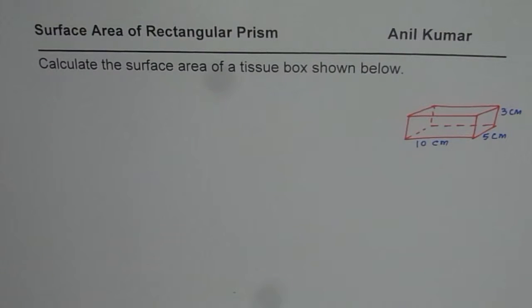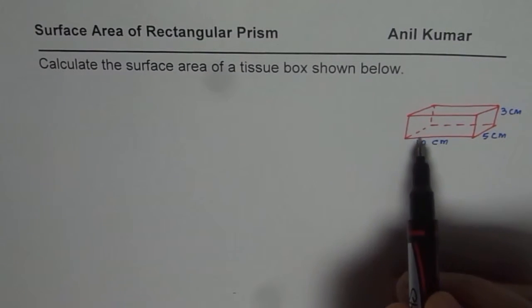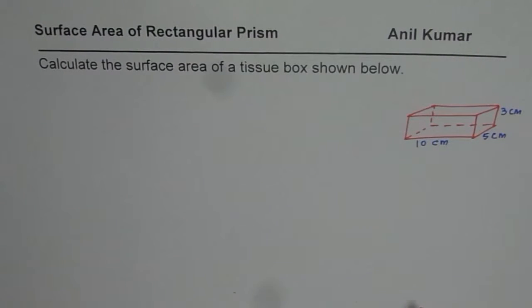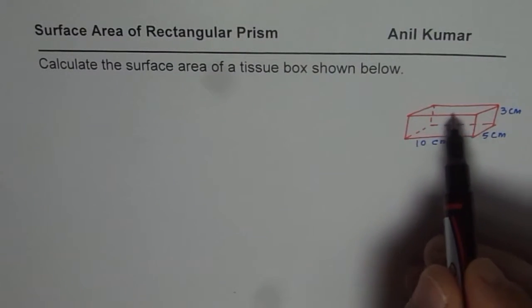The question here is, calculate the surface area of a tissue box shown below. So here is a tissue box whose length is 10 centimeters, width is 5 centimeters, and height is 3 centimeters. We need to find the surface area of this box. So surface area means area from outside.